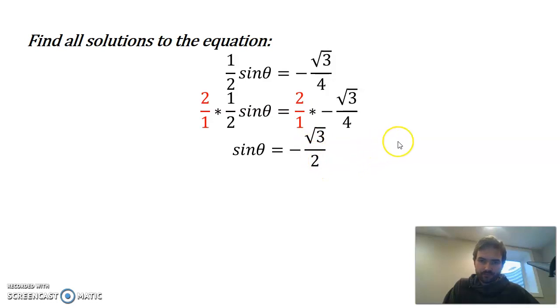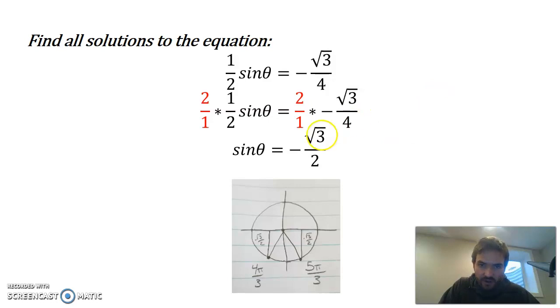Now is when we want to think about our unit circle, and ask: when is sine theta equal to negative square root of 3 over 2? We also want to remember that sine theta is our y value, so that indicates our angles are going to be in the third and fourth quadrants. You will remember that when sine theta is equal to negative square root of 3 over 2, our angle is either 4 pi over 3 or 5 pi over 3. So those are the two angles we're working with.